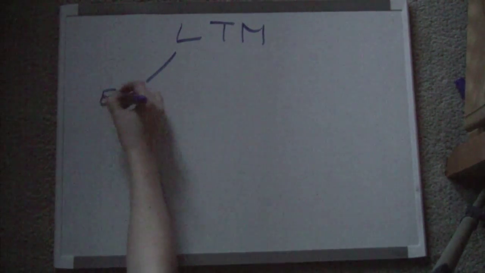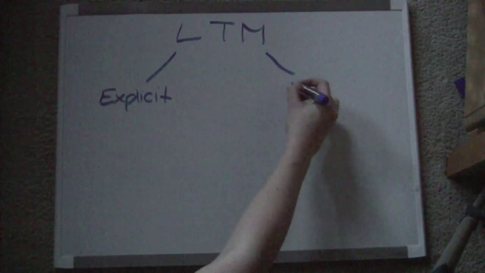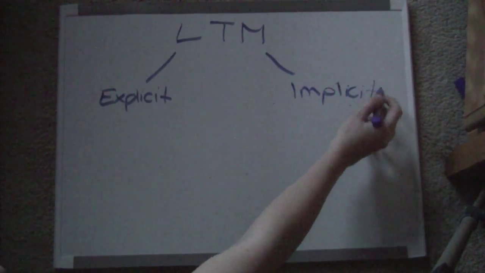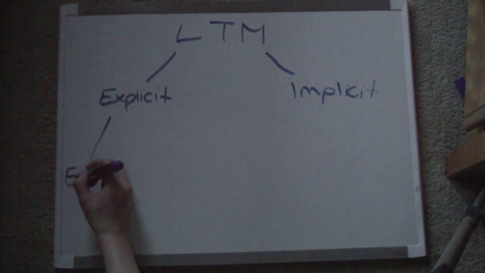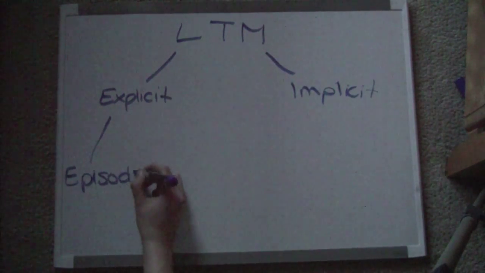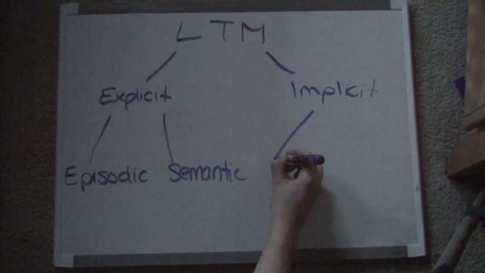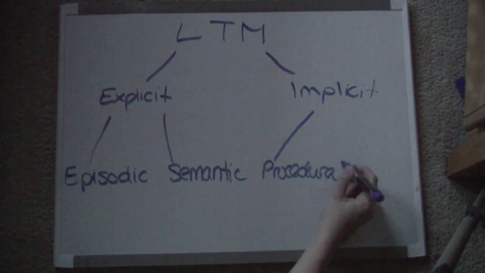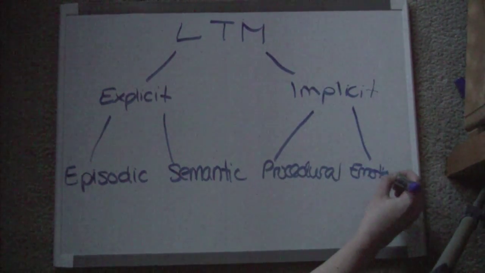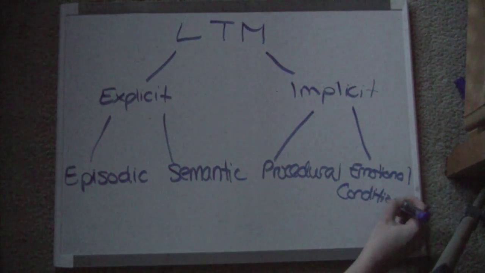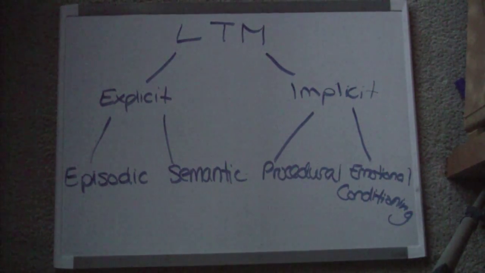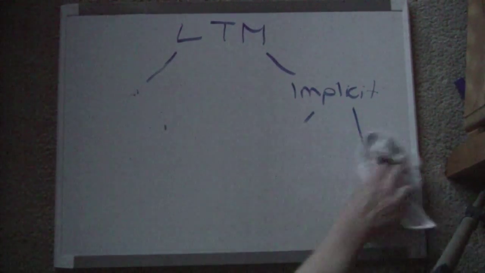Now these 2 memory storages have their own sub-storage. We have long-term memory and the 2 types, explicit and implicit. Under explicit, we have episodic and semantic, which is personal experiences and of course knowledge of words. And then we have implicit, which consists of procedural and emotional conditioning, which is the motor muscle memory and of course our feelings and emotions.